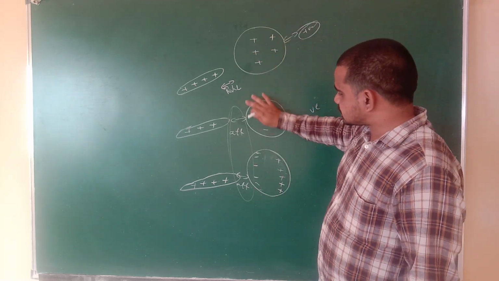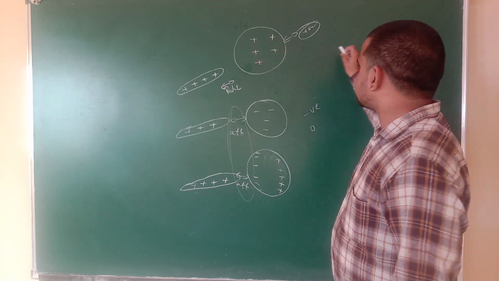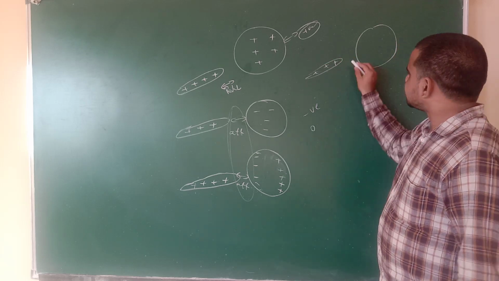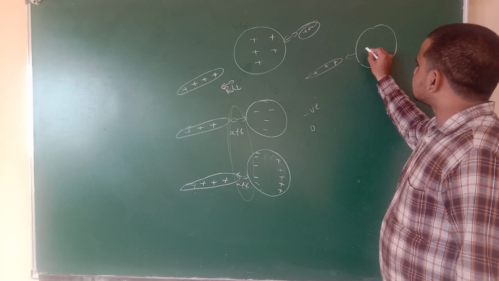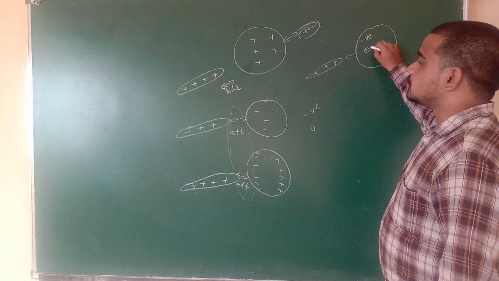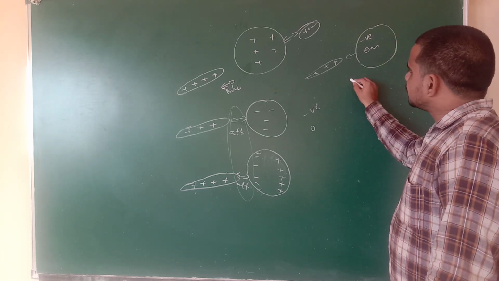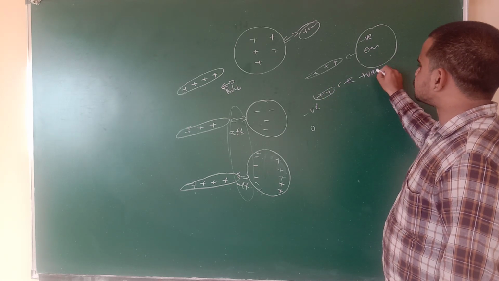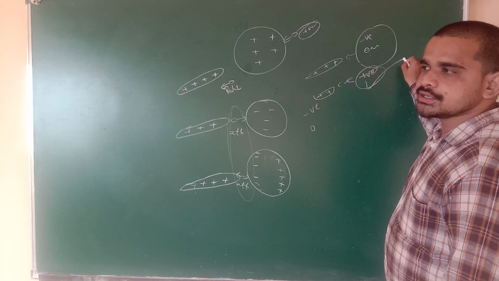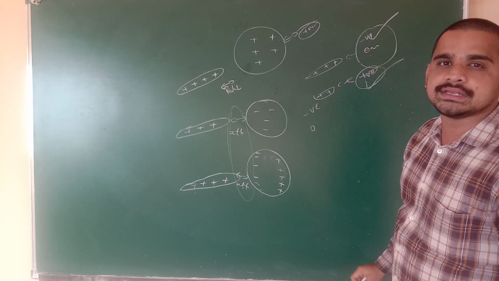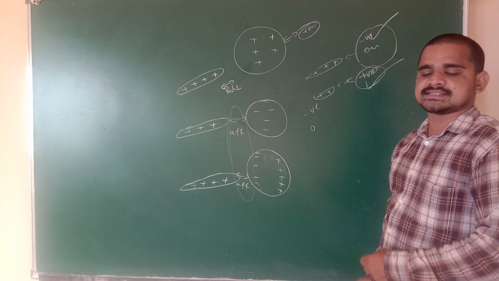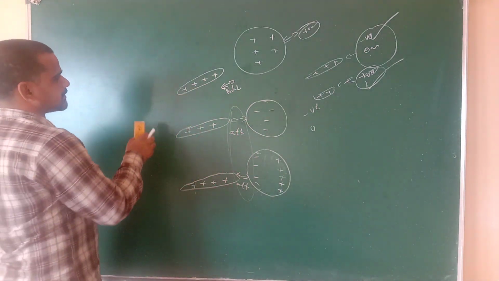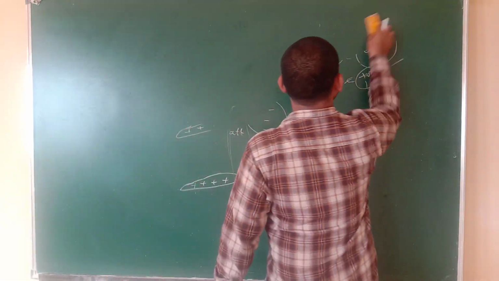When you don't know the charges of these bodies, you bring a positive charge to it. If it is attracted, it may be a negatively charged body or a neutral body. If it is repelled, this is 100% a positively charged body. Here I can confirm the charge of the body, whereas there I cannot. So repulsion is the best test for identifying the charge of a body. We'll see a good application of this again.